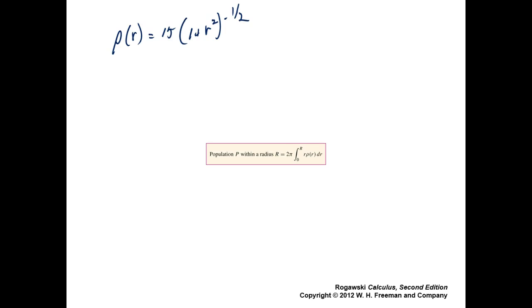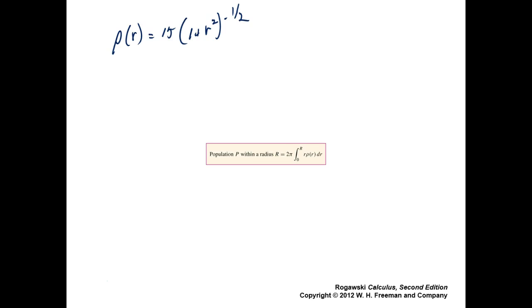And with that, r is the distance from city center in kilometers. Rho has units of thousands per square kilometer. Even though they call it a radial density function, it's an area density function because it's 1,000 per square kilometer. How many people live in the ring between 10 and 30 kilometers from the city center?